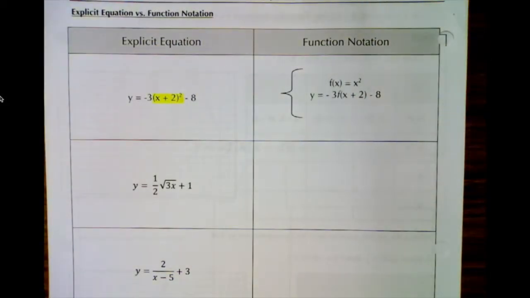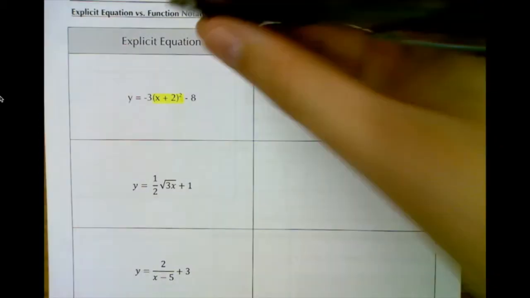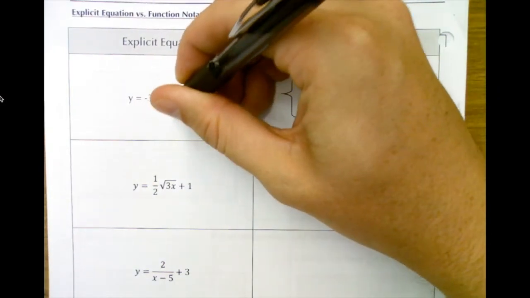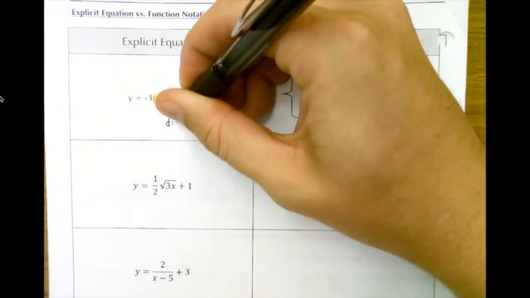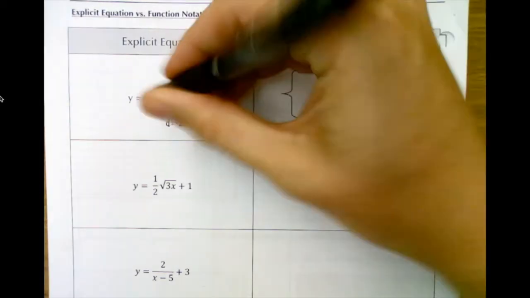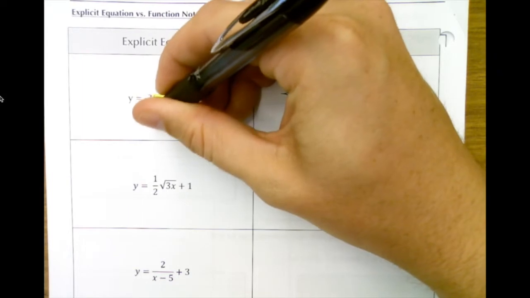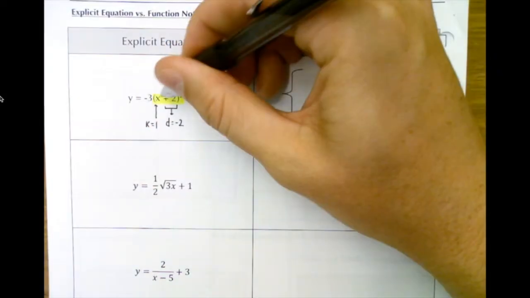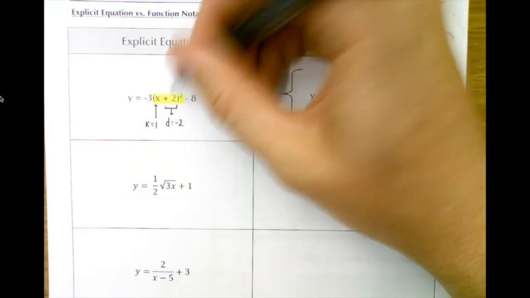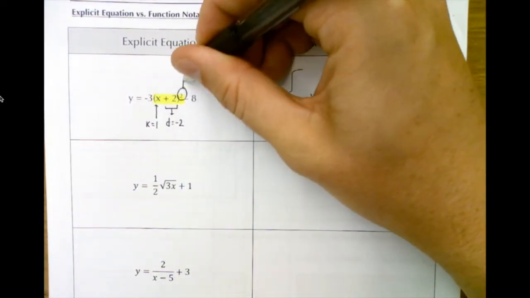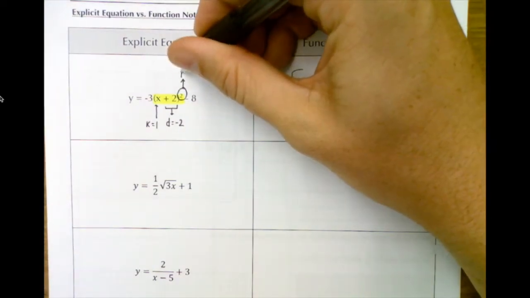The pieces that act directly on x are the parent function, k, the horizontal stretch or compression, and d, the horizontal shift left or right. If you ignore the compression and the shift, the other piece that's there tells you the parent function. So in this case, we have +2, which tells you that d is -2, and we have a 1 in front of x, so that means k is 1. The pieces that are acting on x are k of 1 and d of -2, and the other piece right here is your squared. That squared should indicate the parent function.